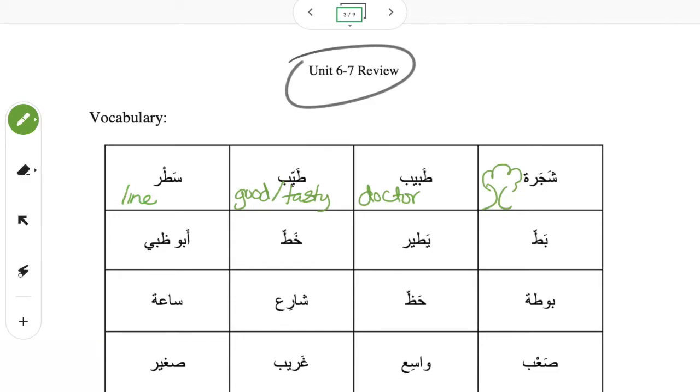Satr is line. Bat or batta is duck. Yatir means he flies, but we're not going to do this one because I don't think I went over it with you. Khat means handwriting. Abu Dhabi is Abu Dhabi, the United Arab Emirates. Okay. Bulda, ice cream.